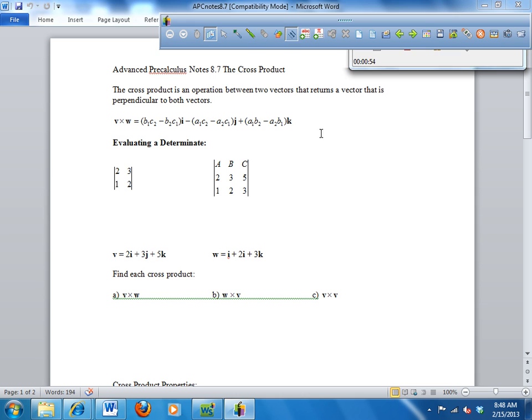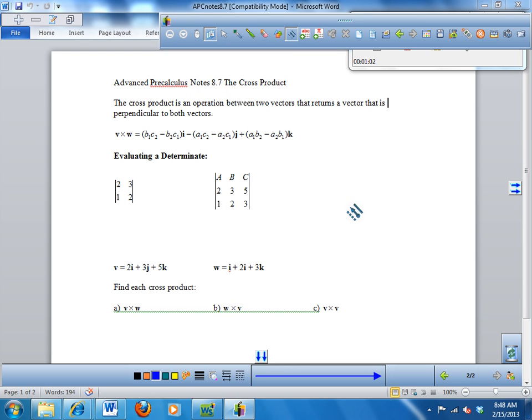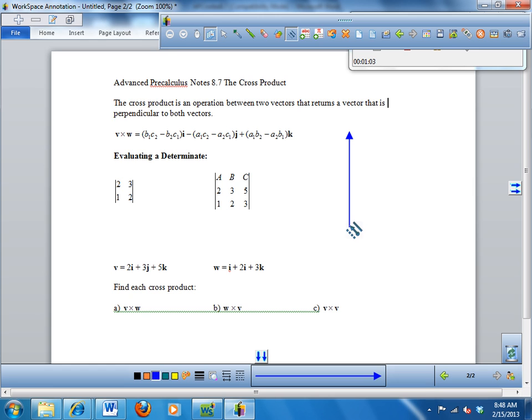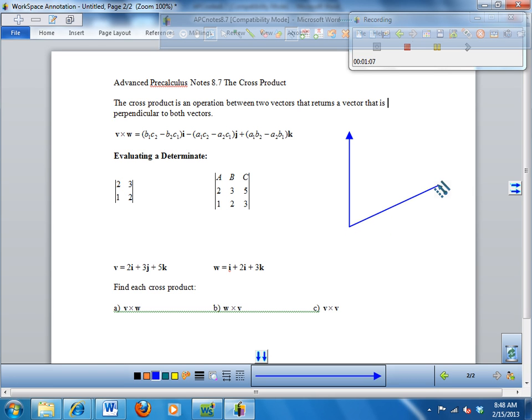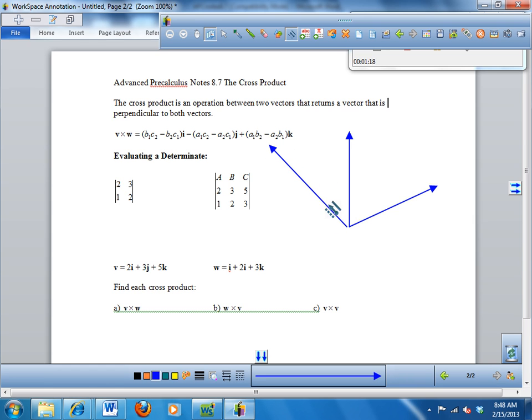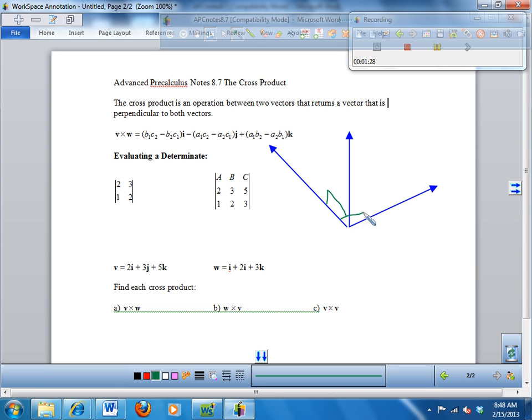So in other words, if I have two vectors out here in space, and I find the cross product of those two vectors, I'm going to get another vector out here somewhere that, even though it doesn't look like it, is perpendicular to this vector and is also perpendicular to this vector.